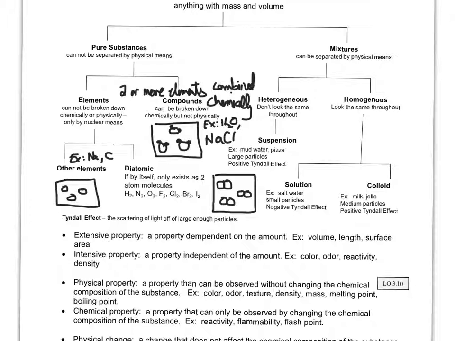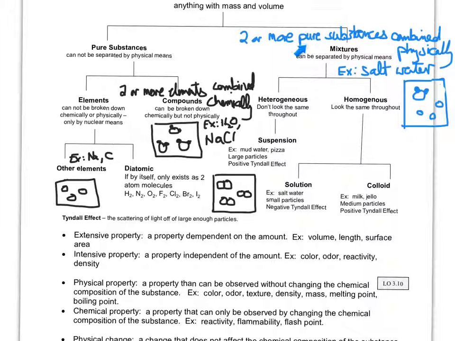All right, now what if you combine 2 or more of these pure substances together? So let's say you take 2 elements or 2 compounds or an element and a compound or 2 elements and 1 compound or something like that, any combination, and you combine them together. You can combine them physically, and that makes a mixture. So 2 or more pure substances combined physically, and therefore, because they're combined physically, you can separate them physically.